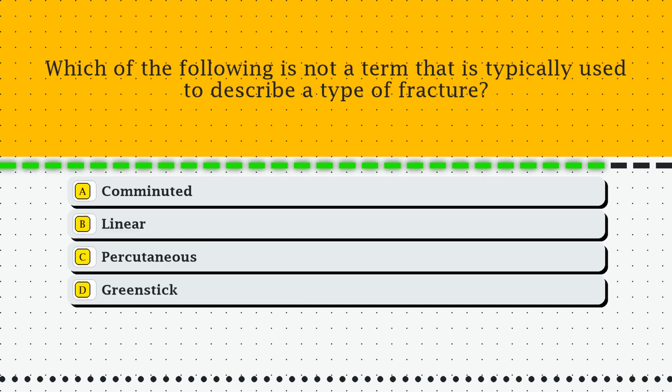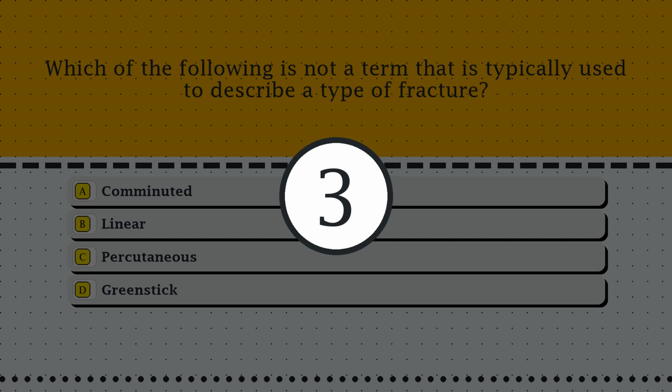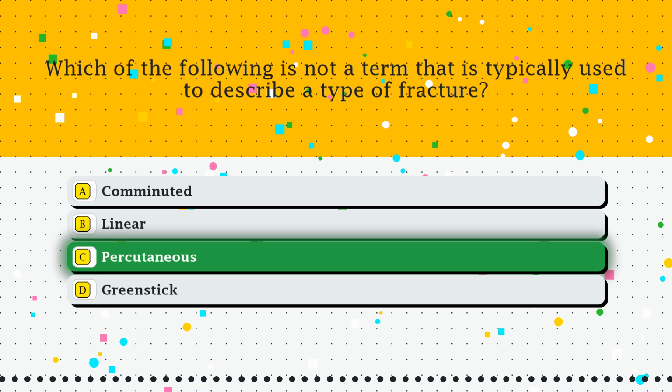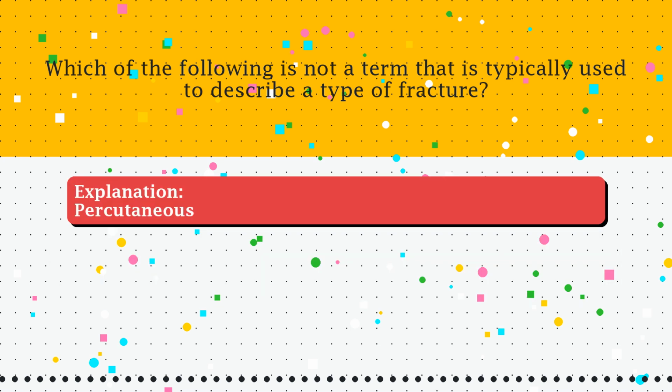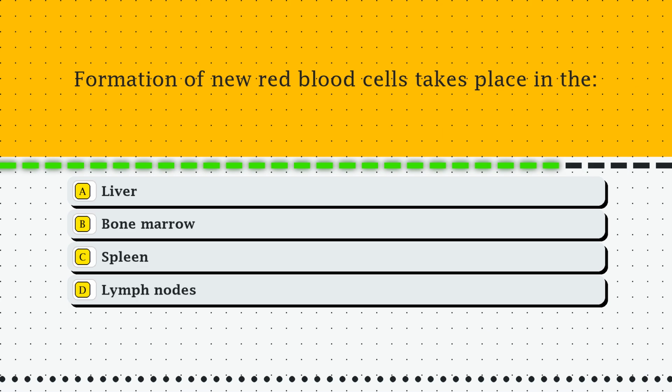Question 145. Which of the following is not a term that is typically used to describe a type of fracture? Option A, comminuted. Option B, linear. Option C, percutaneous. Option D, greenstick. The correct answer is option C, percutaneous. Percutaneous.